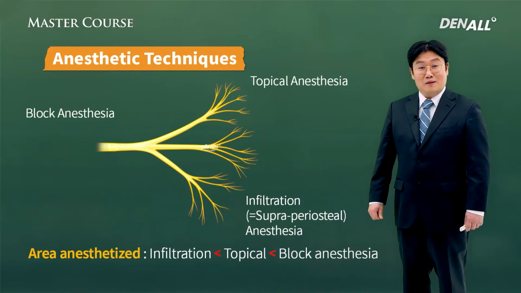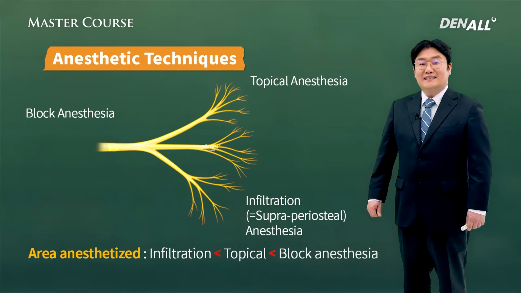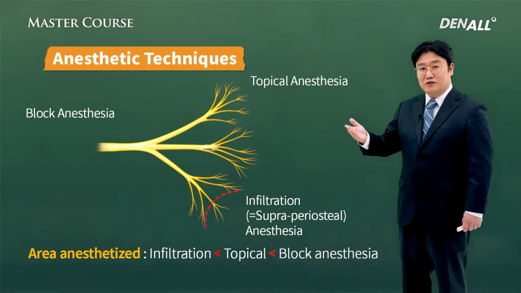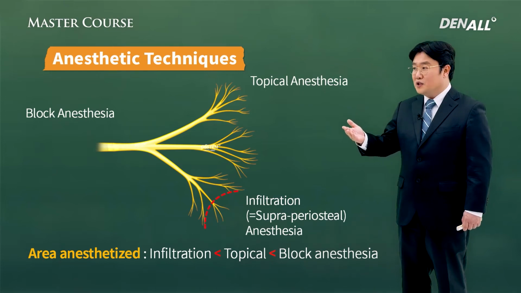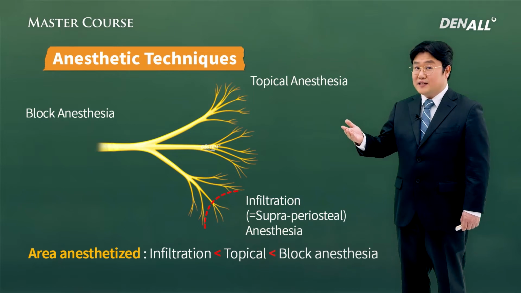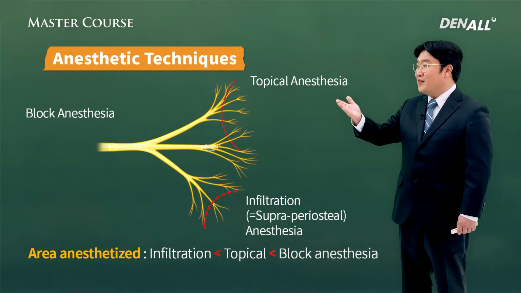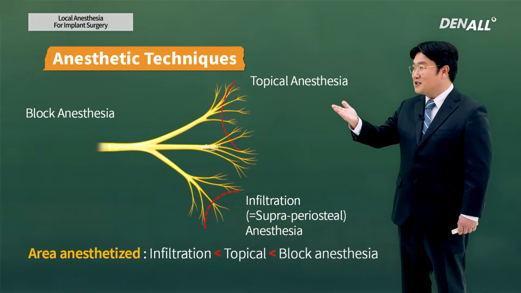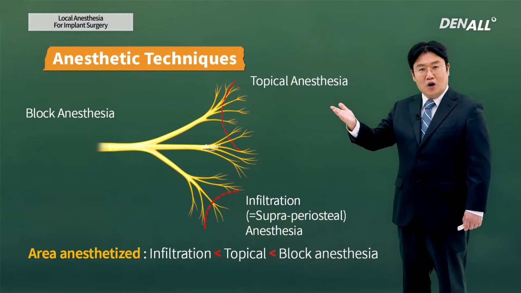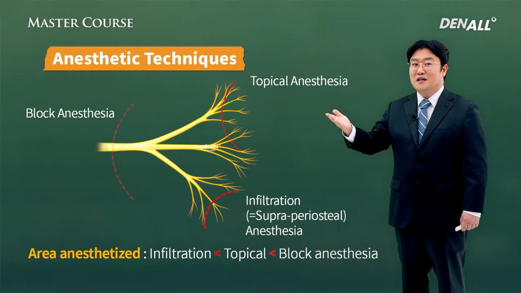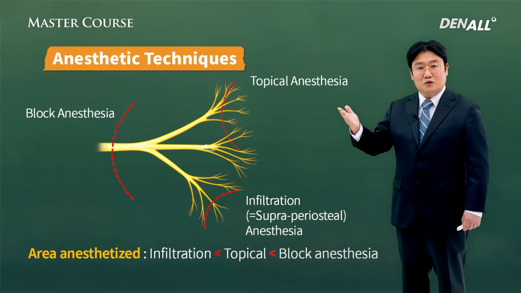Depending on the scope or area of anesthesia, let's classify the anesthesia. Infiltration anesthesia or the supraperiosteal anesthesia would work in the smallest area. The anesthesia can be applied in a wider area with the topical anesthesia. The widest area can work under block anesthesia, which works on the main nerve branch.